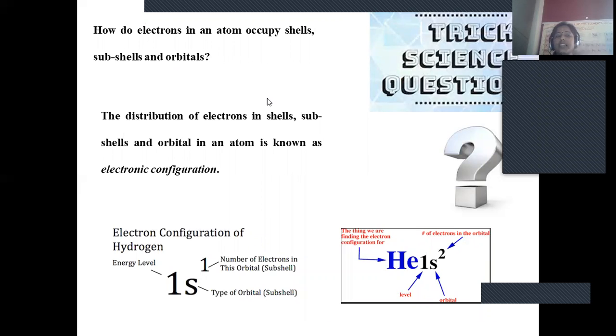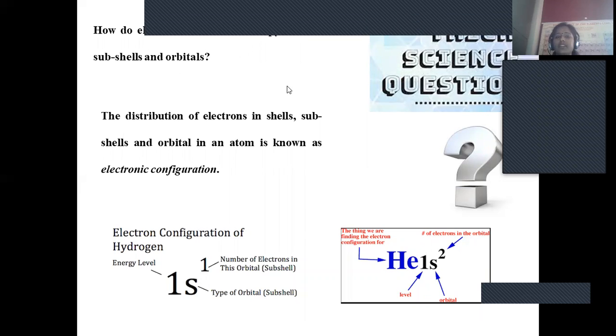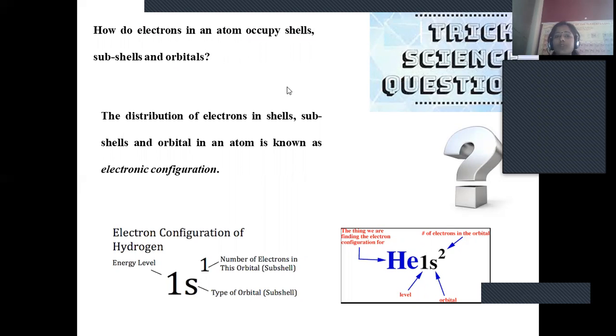Rather than fixed paths, there is a cloud of electrons present. Now there is another question. How are these electrons occupying shells, subshells, and also orbitals? What are the differences between all these? Shells are nothing but different orbits, you can say. The principal quantum number value may be 1, 2, 3, 4 in that manner. So first shell, second shell, third shell, fourth shell will be there.